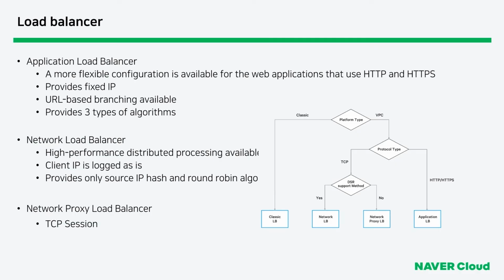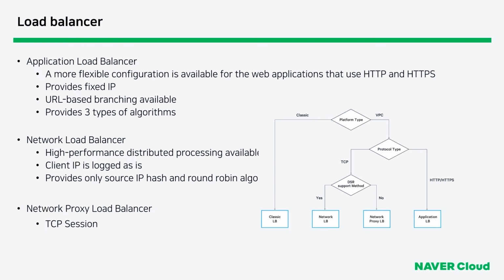Now, let's take a closer look at the characteristics of each load balancer. Application Load Balancer supports HTTP and HTTPS protocols, and it is capable of branch processing based on host header and branch processing based on URL, since it can operate in the L7 layer. In addition, the Application Load Balancer supports all branch processing methods, including round-robin, least connection, and source IP hash.